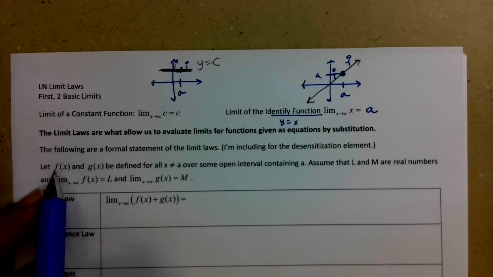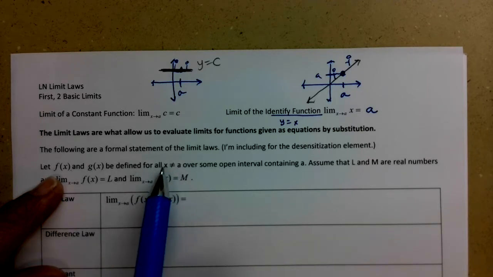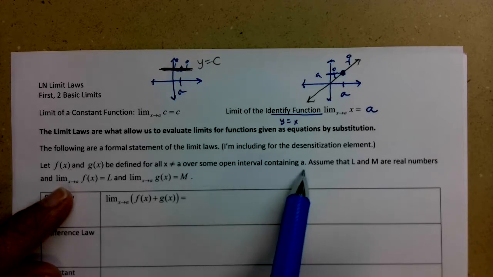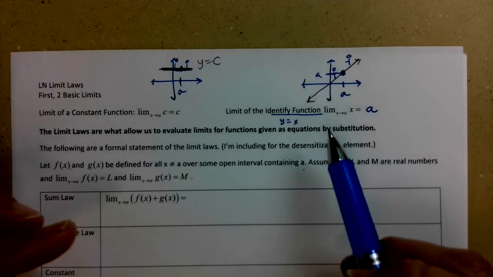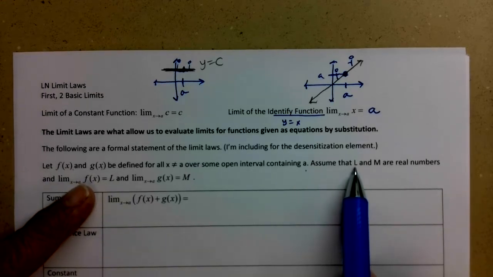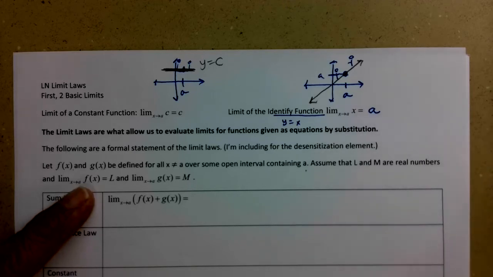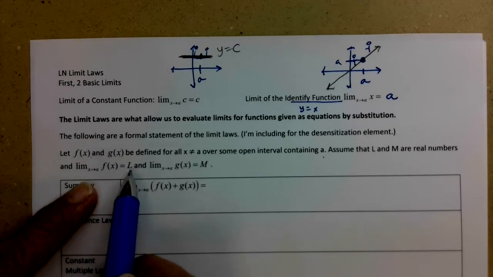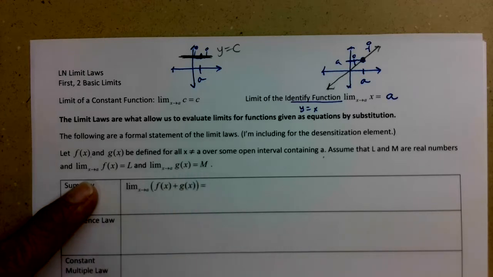So here we go. We're going to let f of x and g of x be defined for all x that aren't equal to a over some open interval containing a. That means we have some chunk of x values that a is included within, and these two functions f and g are defined. Now assume that capital L and capital M are real numbers, so they're just numbers, and the limit as x approaches a of f of x is L, and the limit as x approaches a of g of x is M.